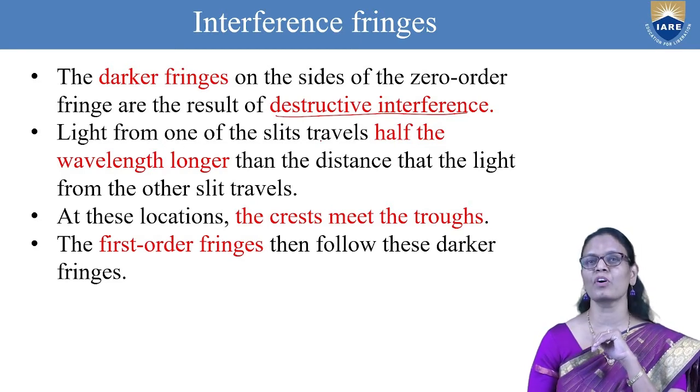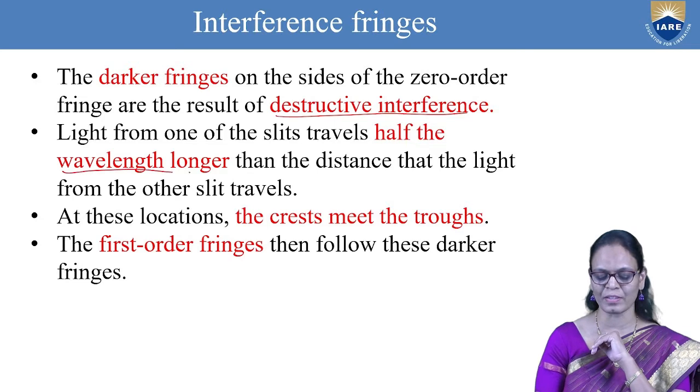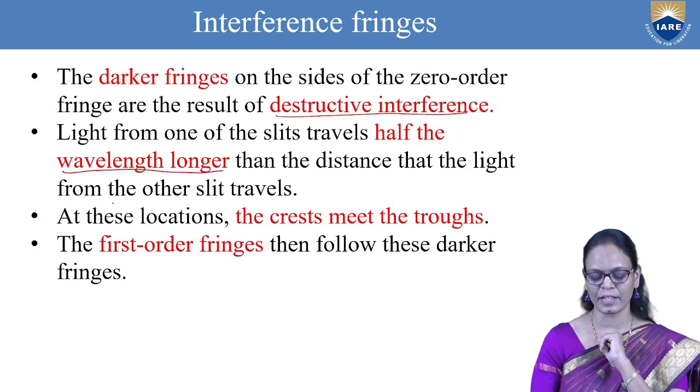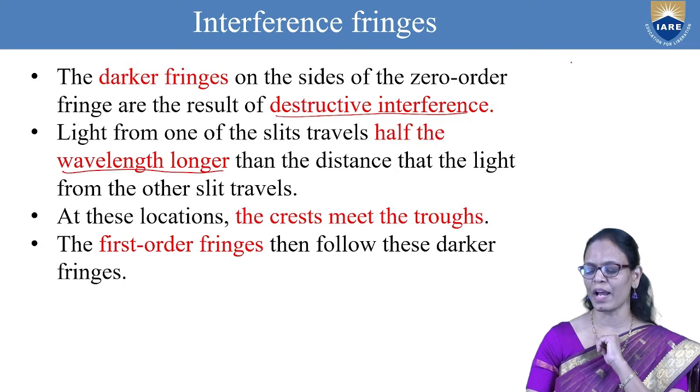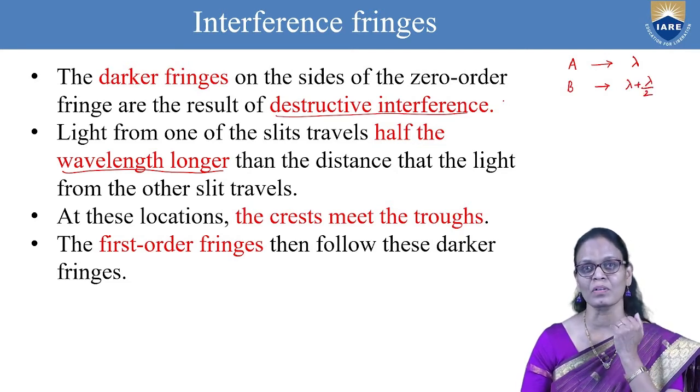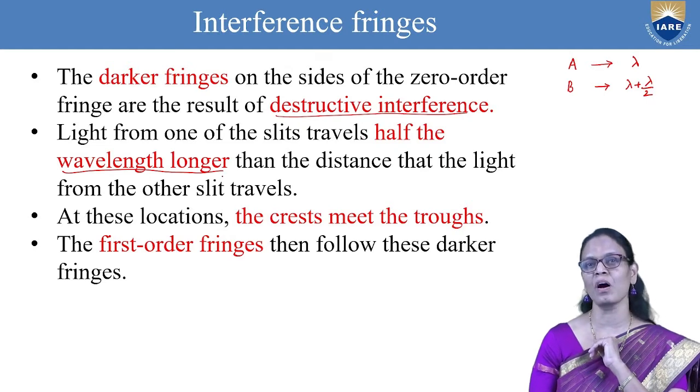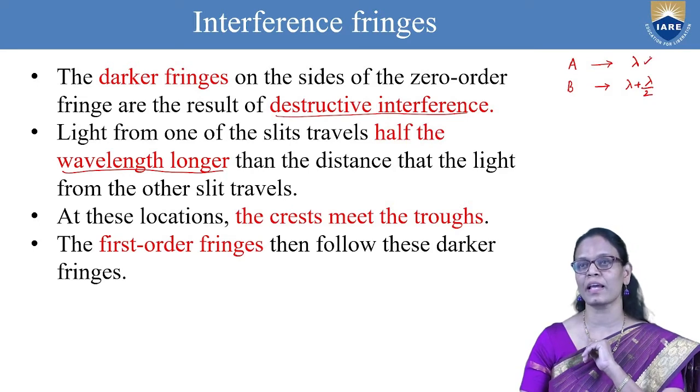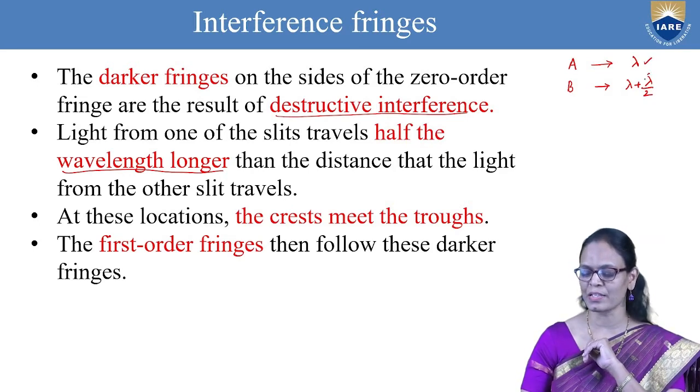Now light from one of the slits travels half a wavelength longer than the distance that the light travels from the other slit. So if light from slit A travels a distance lambda, light from B travels half a wavelength extra. The first one we have taken as lambda, and the second is traveling lambda by 2 more. So lambda plus lambda by 2 gives us 3 lambda by 2.